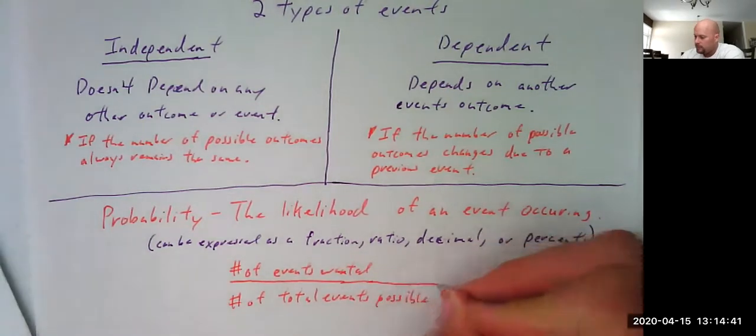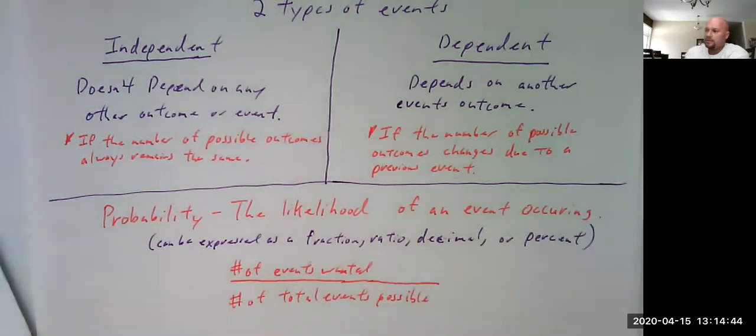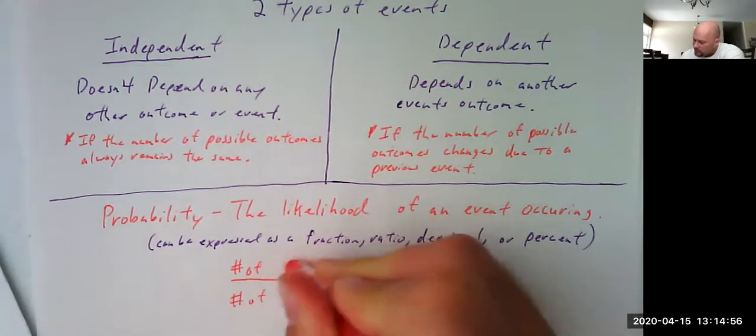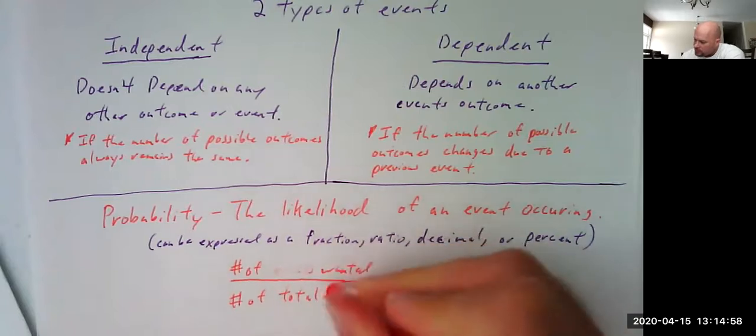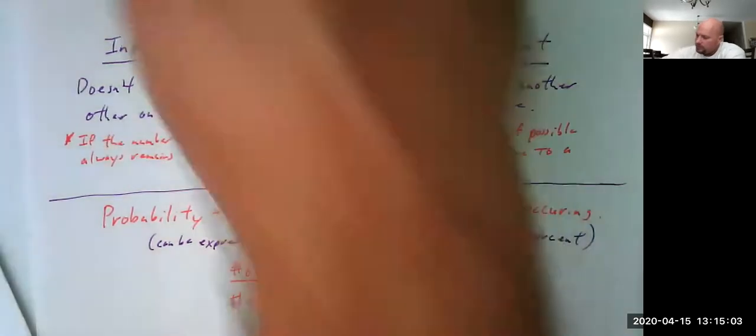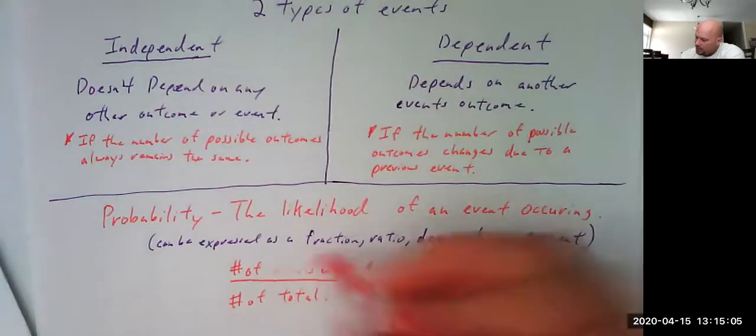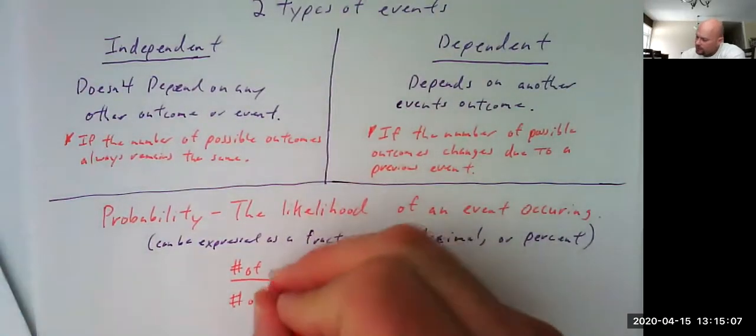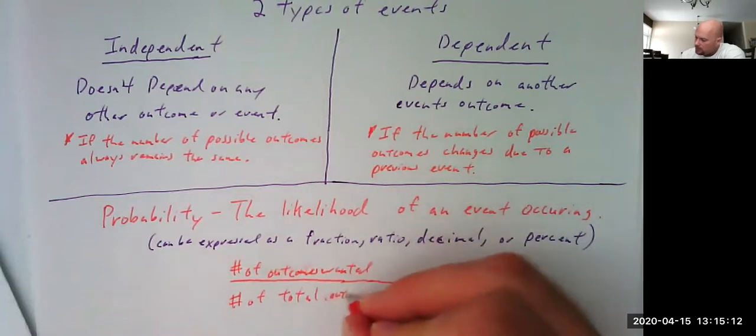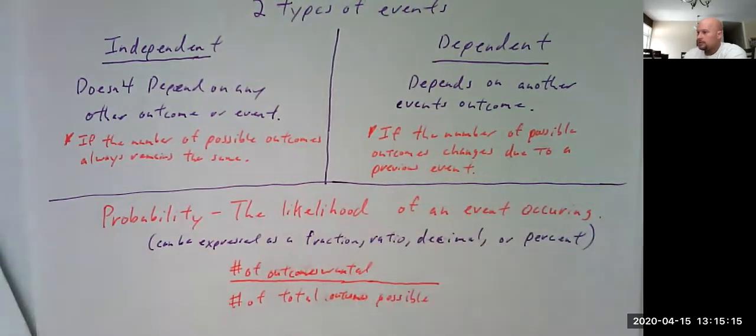So again, number of events or outcomes. Number of total events possible. In fact, I actually think I like the word outcomes a little bit better. I'm going to change it for the purpose of our notes. I go back and forth on these words every year, but I think I like the word outcomes for this a little bit better. Number of outcomes.